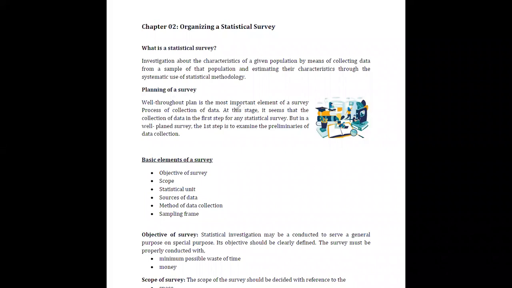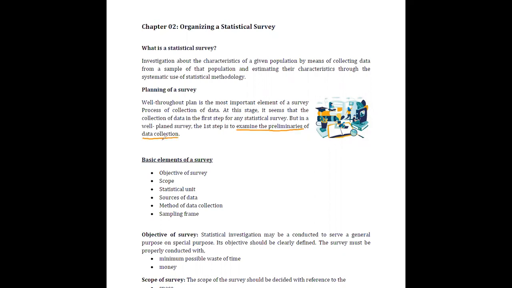At the planning stage, it seems that collection of data is the first step for any statistical survey. In general, we say that the first step of a statistical survey is collection of data. But if it is a well-planned survey, collection of data may not be the very first stage. Prior to collection of these data, first we need to examine the preliminaries of the data collection.